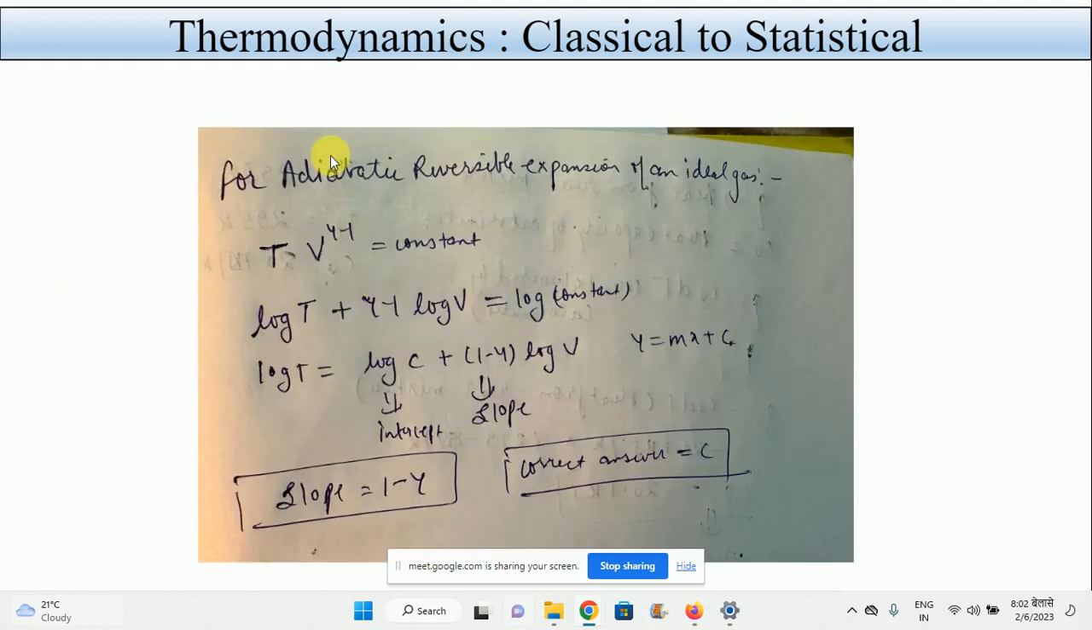If we get a similar question like PV to the power gamma is equal to constant, then we can solve that also. Log P plus gamma log V is equal to log constant. Then we can separate this: log P is equal to minus gamma log V plus log constant. So for the log P versus log V curve, minus gamma will be the slope.